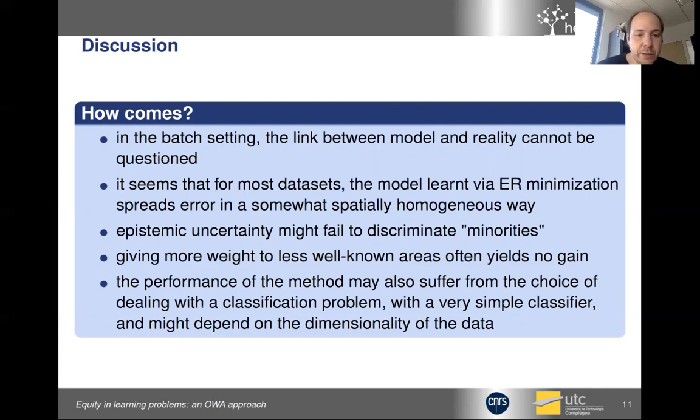Another explanation can be that the epistemic uncertainty, or the way we measure it, might fail to discriminate minorities on which we perform poorly. So this would be a reason. And giving more weight to less well-known areas often yields no gain, but because there was little to gain at the start, as I've said. Of course, it may also be due to the fact that we deal with a classification problem with very simple classifiers. Also, this might depend on the data sets we consider.